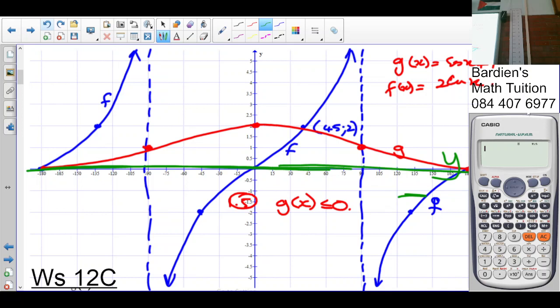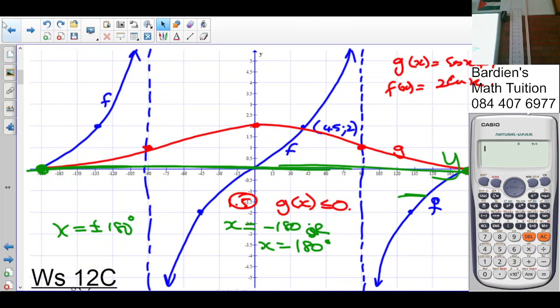However, there's an equal to as well. Where is g of x equal to 0? It's equal to 0 at negative 180 and 180. So the answer here is x is equal to negative 180 or x is equal to 180. Okay, or you could have written it as x is equal to plus minus 180. It's the same thing. Okay? You guys understand?